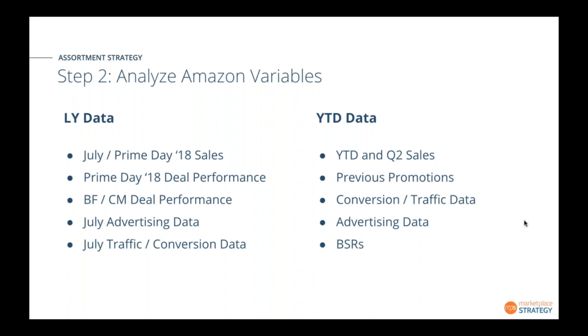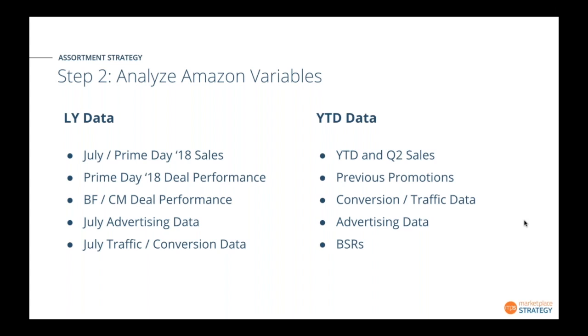On the left-hand side, last year's data, we want to look at what are the products that sold the best during July, and then specifically Prime Day and Prime Week of 2018. Hopefully, if you have ARA Basic on Vendor Central, you saved that data, or if you have Premium, you'll be able to look back at that as well. But really, understand what the top performers were during that time frame.